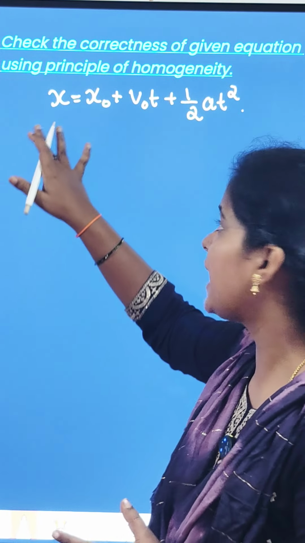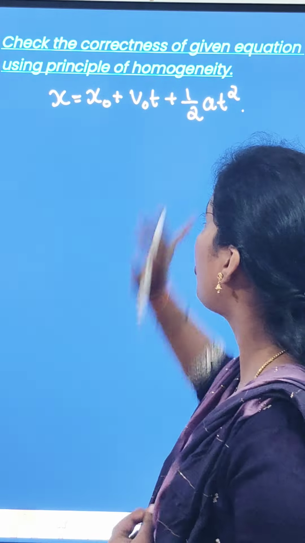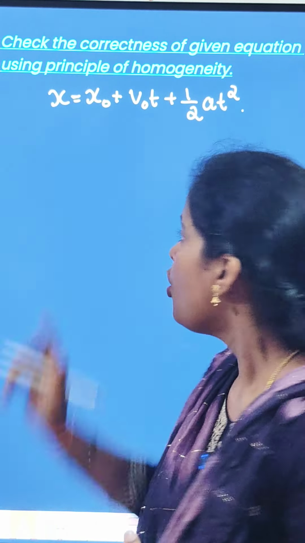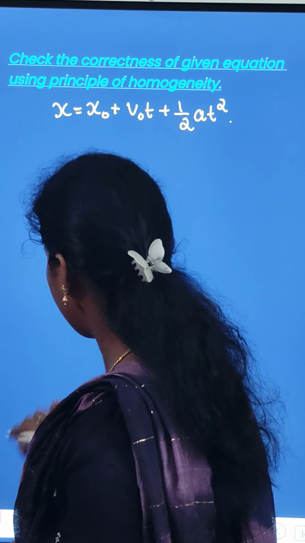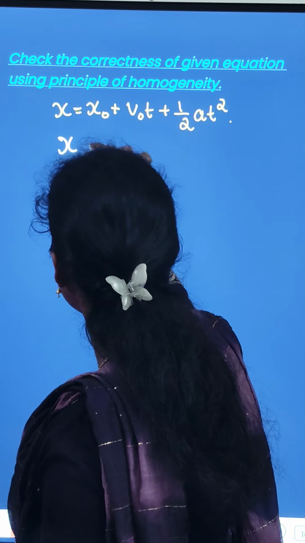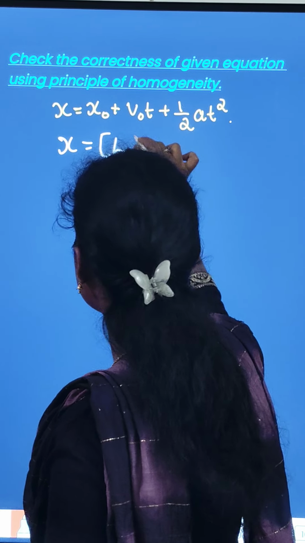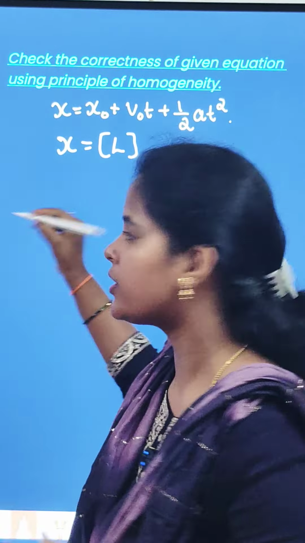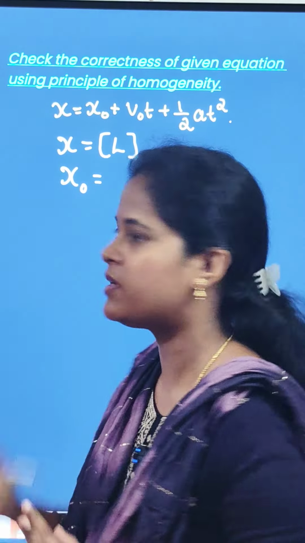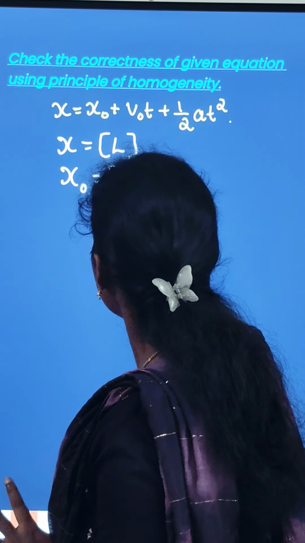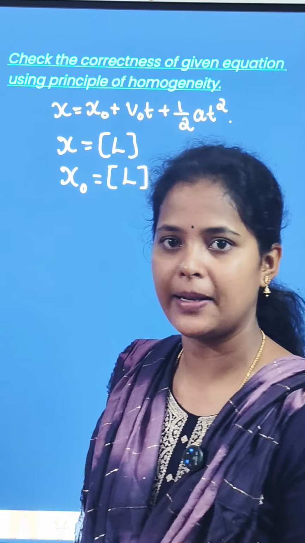So now I am going to take x = x₀ + v₀t + ½at². What is x here? Basically x is nothing but the displacement. x is displacement, and its dimensional formula is L. In the same way, what is x₀? x₀ is also displacement, but initial displacement. So as we all know, the displacement dimensional formula is L.